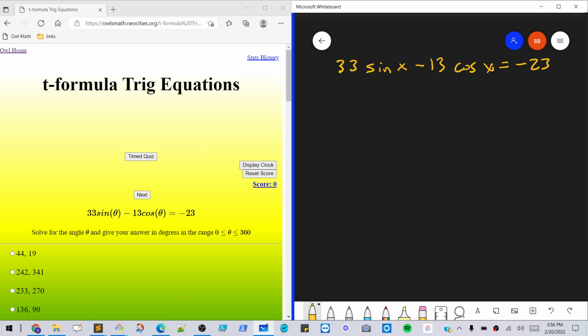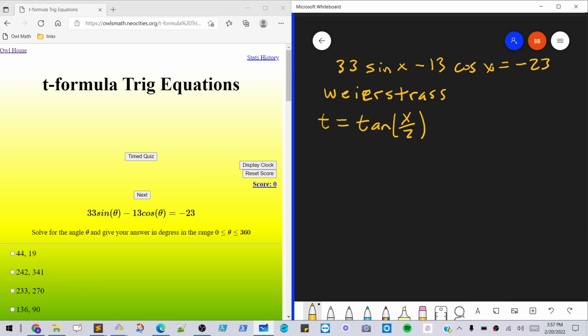Hi, so today I have this trig equation on the quiz on the left, and we're going to work this out. And I'm going to do this using, I don't know if you want to call this the Weierstrass substitution, T formula. Let's just write that. It's hard to spell. And what this substitution is, it's just you set t equal to tan of x over 2.